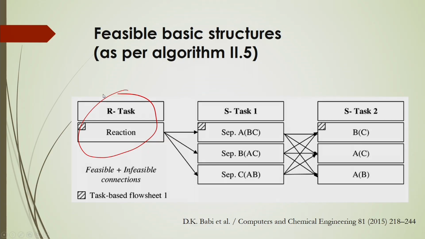And after that, feasible basic structures as per algorithm 2-5 can also be generated based on this task, here reaction, and then task 1 and task 2, like this. Here separation of ABC, separation of B from AC, and separation of C from AB, like this. Here as task 2, BC, AC and AB. So, these are the task based flowsheets which are feasible and sometimes not feasible, so you have to identify or segregate the feasible basic structures as per algorithm 2-5.